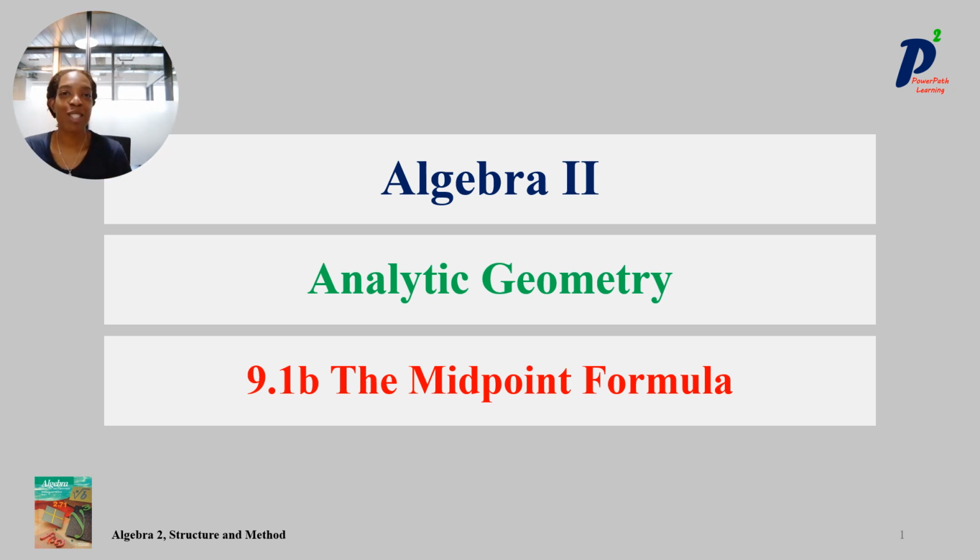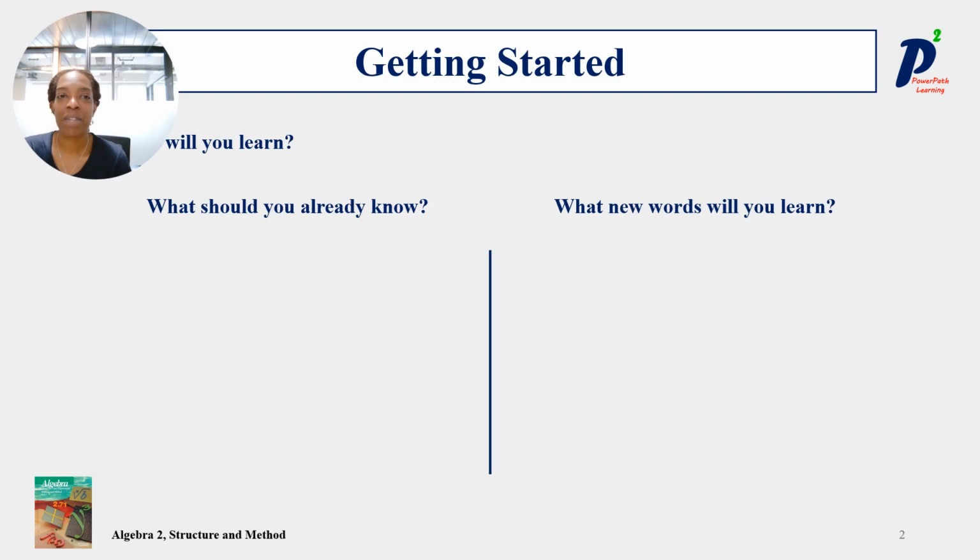Welcome back to the Algebra 2 Structure and Method textbook series. This lesson is written based on Chapter 9, Section 1, Part B, the midpoint formula. It's a continuation from the distance formula we had before. So in today's lesson, we're going to learn how to find the midpoint of a line joining 2 points.